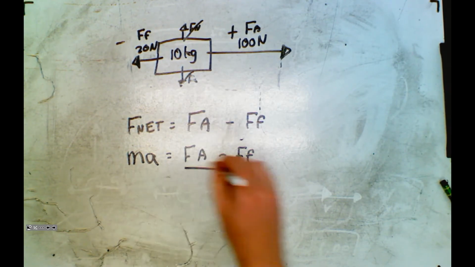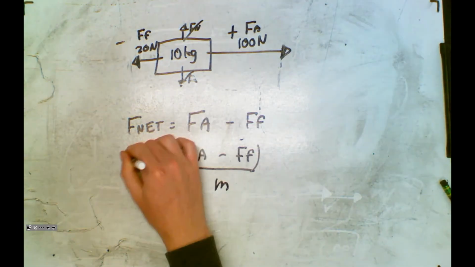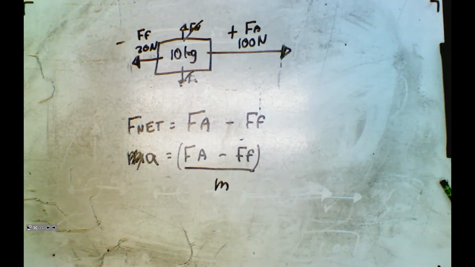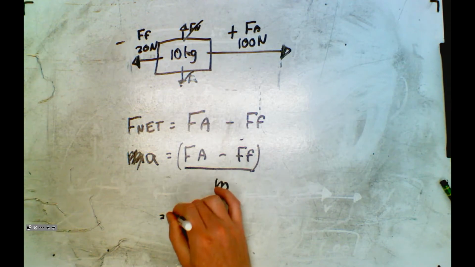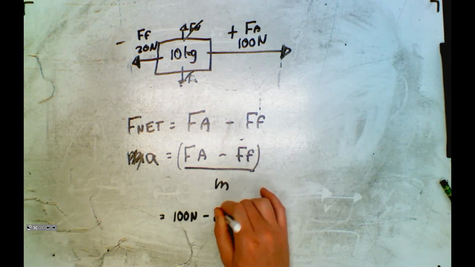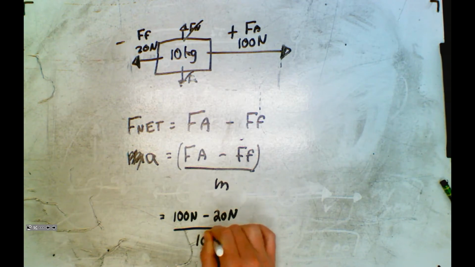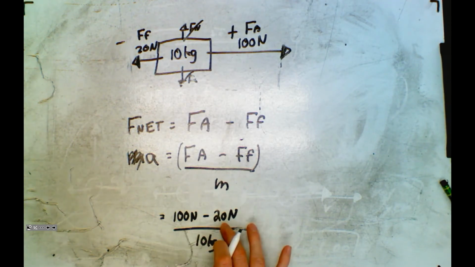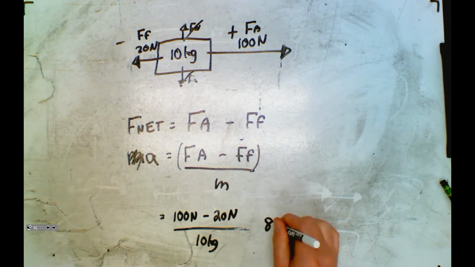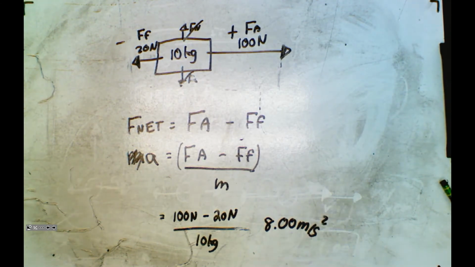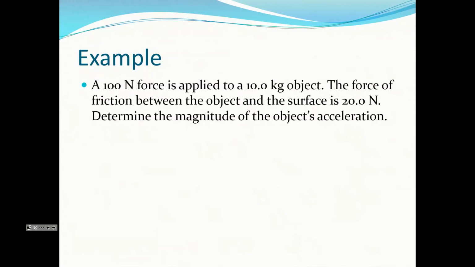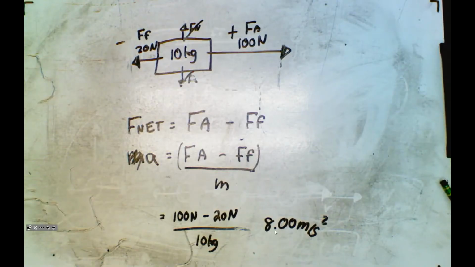So if I move mass over here, I just move it down below. Now I have a formula that I created from my free body diagram and my F net equation that can solve for acceleration. My force applied is 100 newtons, my force of friction is 20 newtons, and my mass is 10 kilograms. 100 minus 20 is 80, divided by 10. We have 3 sig digs in the question, so it'd be 8 meters per second squared. Normally you would want a direction, but the question just asks for the magnitude of the acceleration, so just 8 meters per second squared is good enough for this.